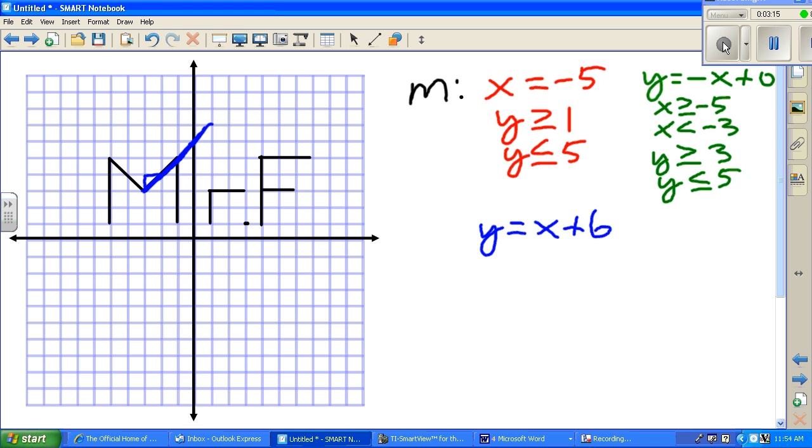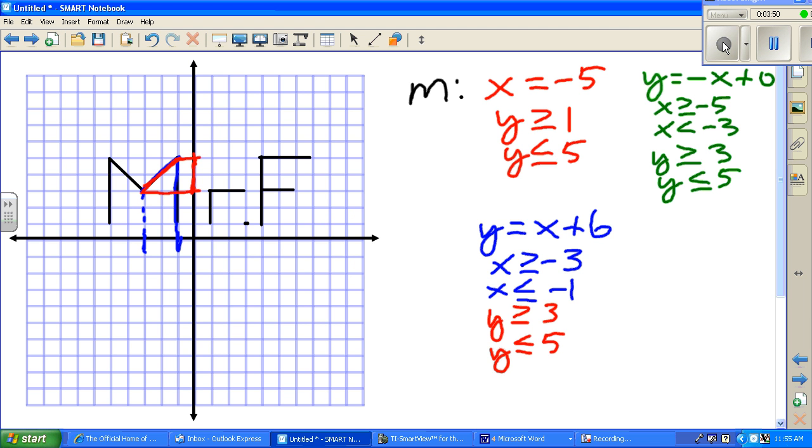Now I need my bounds for this equation. Well, same idea. Let's do the x's first. If I go down here, where is it going between? Well, it looks like x has to be greater than or equal to negative 3, and x has to be less than or equal to negative 1. Not bad, not bad. Okay, let's look at the y's. Looking at this line again, where does it start and stop on the y? Well, it looks like y has to be greater than or equal to 3, and y has to be less than or equal to 5. Okay, not a bad deal. So there's 3 of my lines with the bounds.